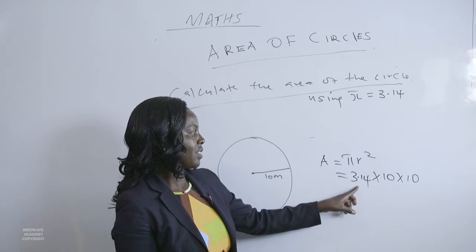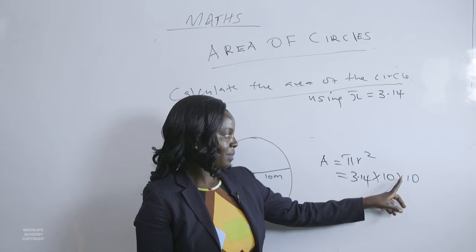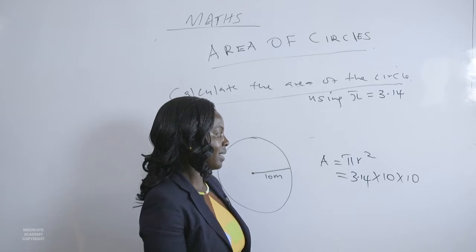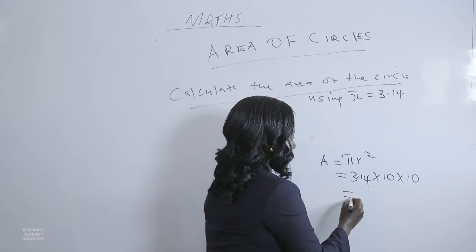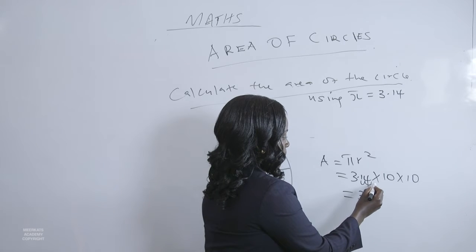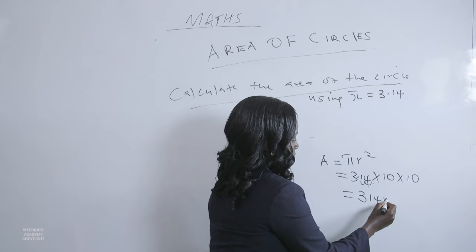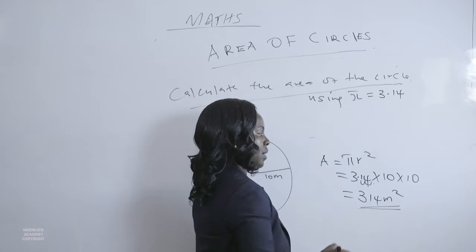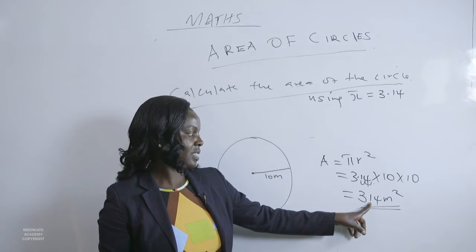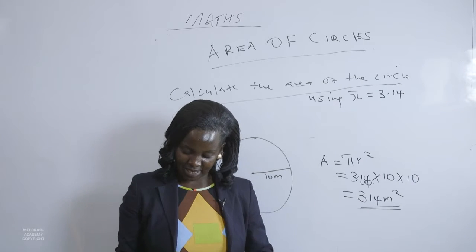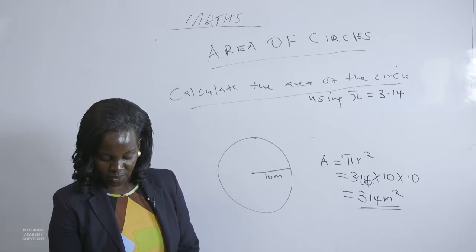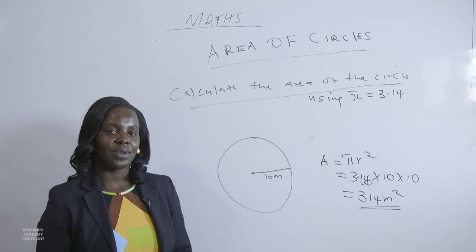So we'll have 3.14 times 10 times 10. Our 10 is the radius. Radius is squared. So it will give us, the answer is 314 meters or square meters. What if you are asked to calculate the area of the circle using a calculator?